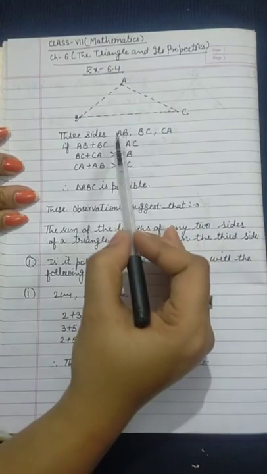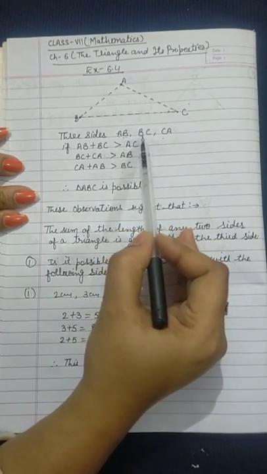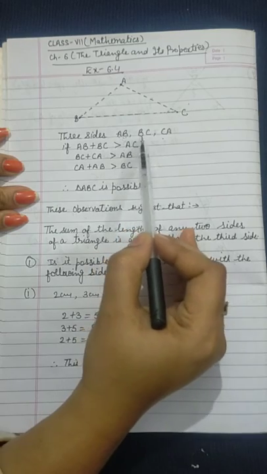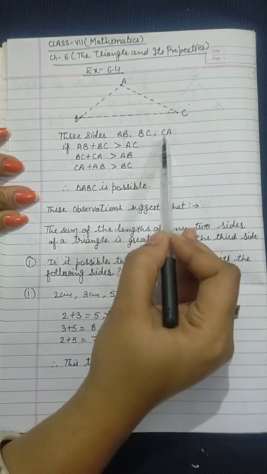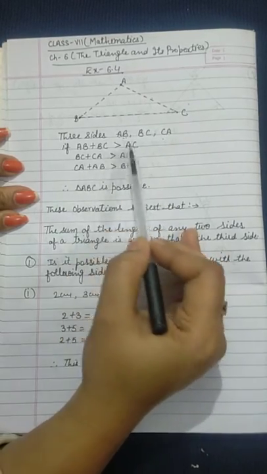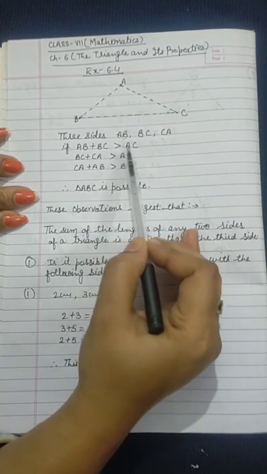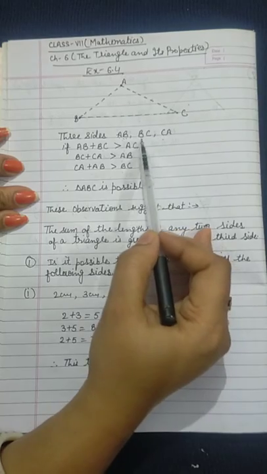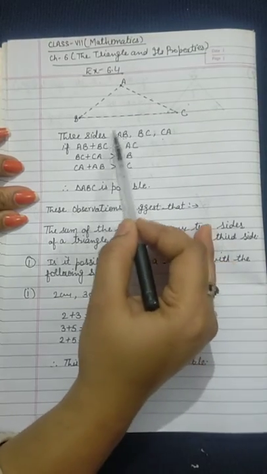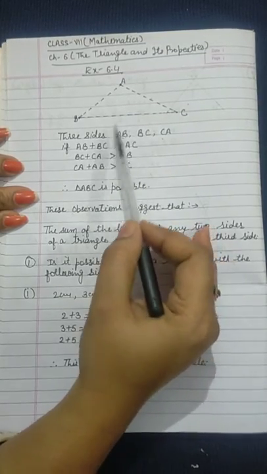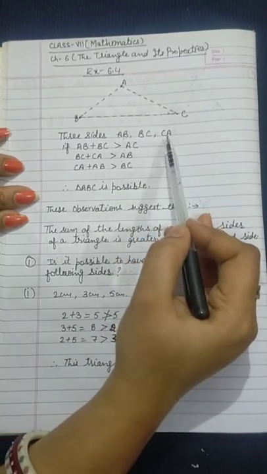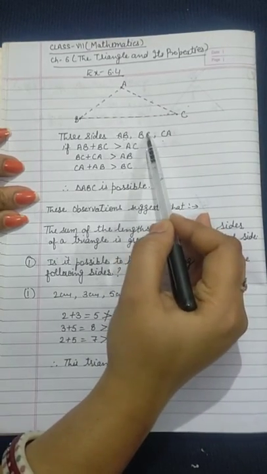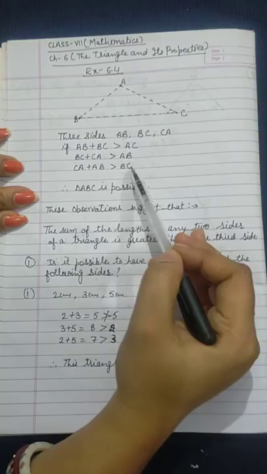See, I will add these two sides, AB plus BC, and check whether their sum is greater than AC. In this way we check AB plus BC is greater than AC. Then I will take the other two sides, BC plus CA, which should be greater than the third side AB. Then we take the other two sides, AB plus CA, and their sum should be greater than BC. In this way we will write and check.